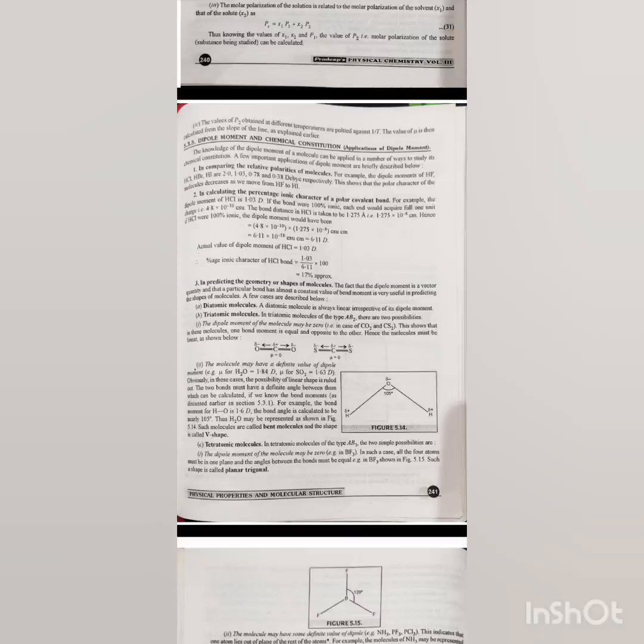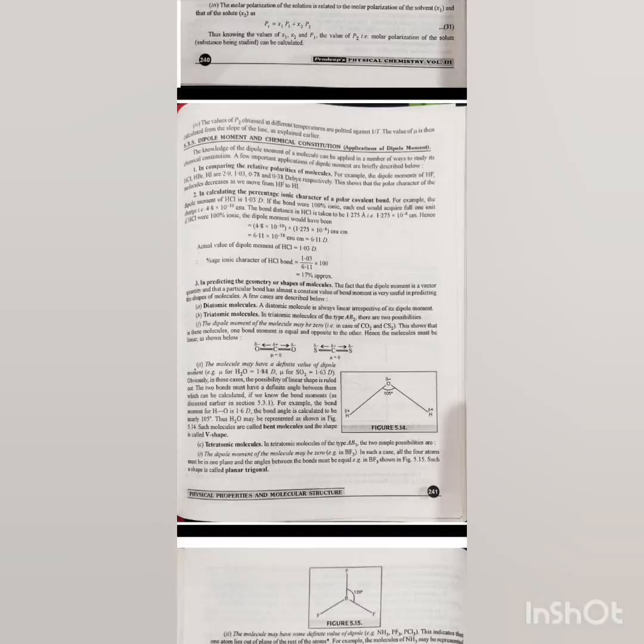For example, the bond moment for O-H is 1.6 D. The bond angle is calculated to be nearly 105 degrees. Thus, H2O may be represented as shown in figure 5.14. Such molecules are called bent molecules and the shape is called V shape.